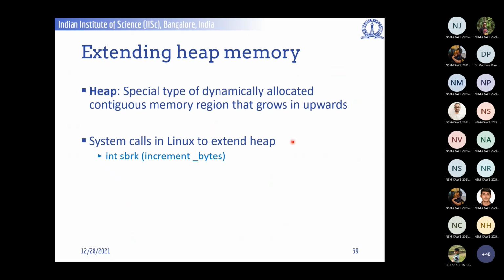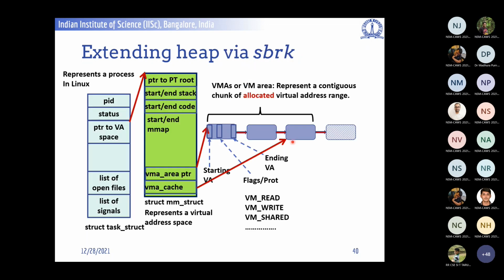Now, another system call that is used specifically for extending heap memory is called SBRK or SBREAK. This is similar in spirit, but it only extends this special memory region, the heap memory region, which grows upward and always has read-write permissions. And the same thing happens.